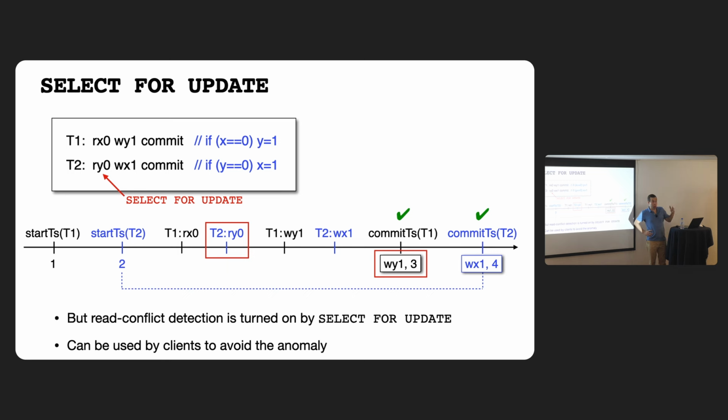If you use select for update for all reads, it will be serializable, correct? But the point is that usually the way it's used is not everywhere, right? You say, well, here I don't want write skew to happen, so I will use select for update. Okay, so the questions keep coming, so sorry.